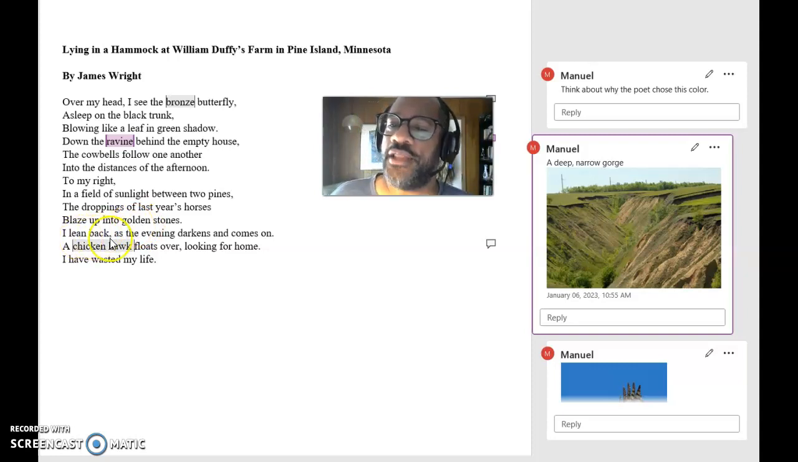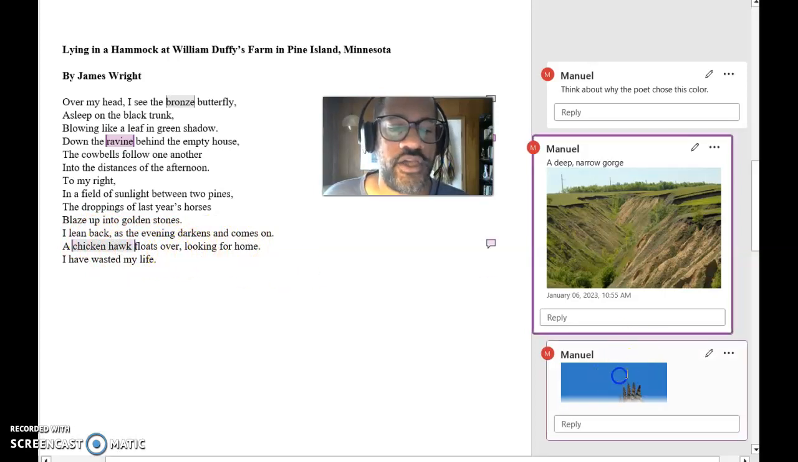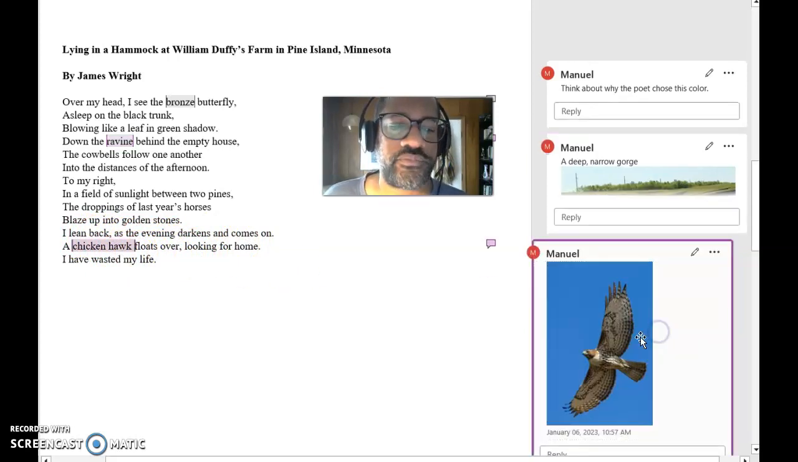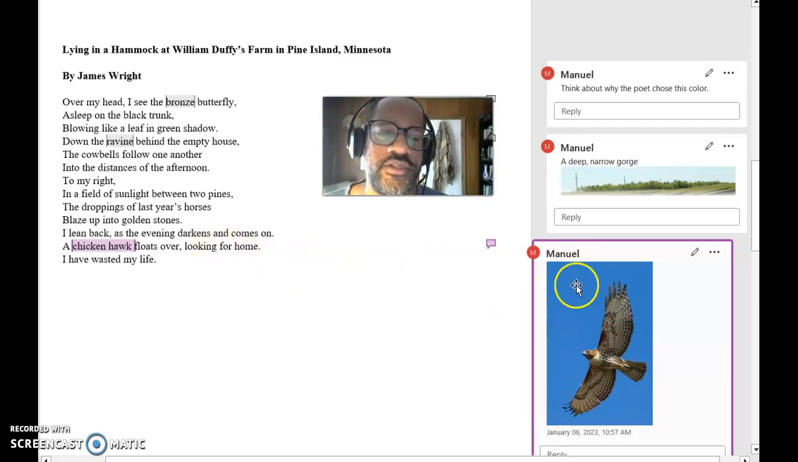Right. I lean back as the evening darkens and comes on. A hawk floats over, looking for home. A chicken hawk is just a hawk, a bird. It's called a chicken hawk because it oftentimes kills people's chickens. You've got to watch out for them. They like to eat that. And this is what it might look like as it floats over, looking for home. And that's kind of an interesting thing. Is the chicken hawk really looking for home? Who's looking for a home? Maybe he is, right? Maybe that's what we're really talking about.